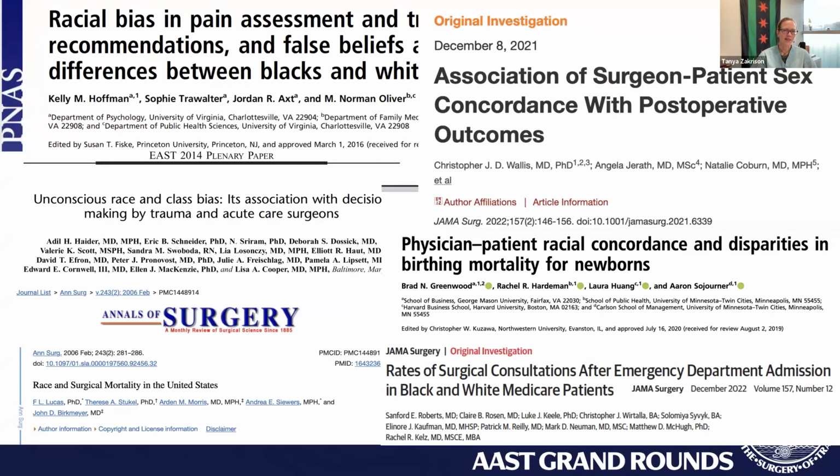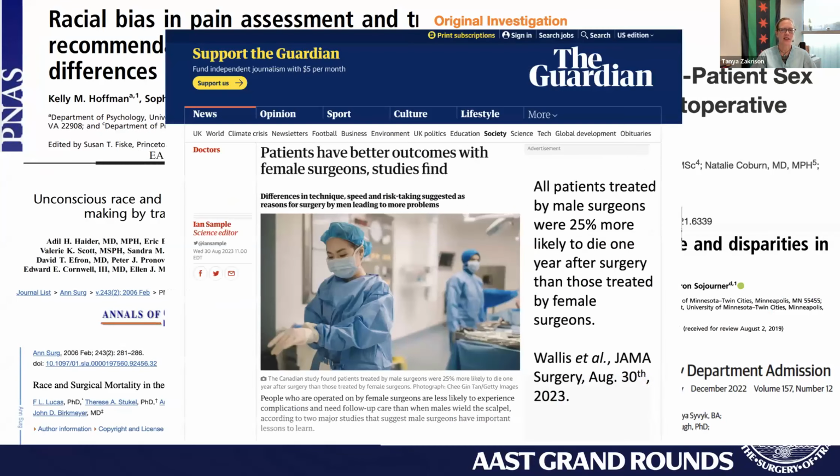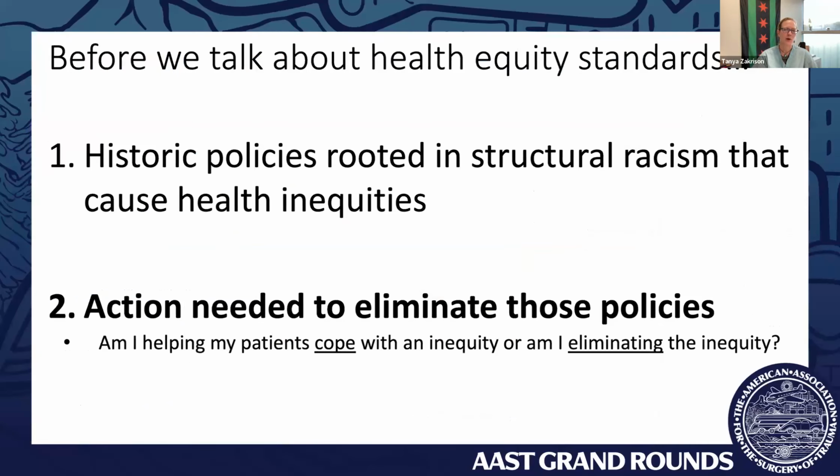We know bias is prevalent in our healthcare systems. It's prevalent in surgeons as well. And bias can lead to morbidity, but it can also lead to increased mortality, and not just in the United States, but also in Canada, where research has shown that male surgeons do have a higher mortality rate, and we still don't quite know why that is. So there's action needed to eliminate these policies.